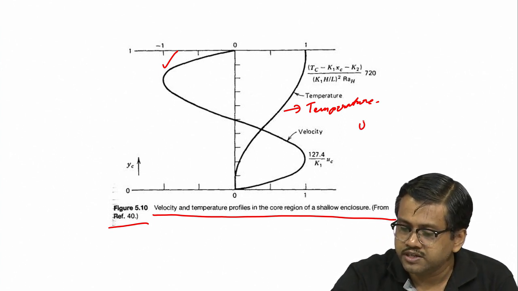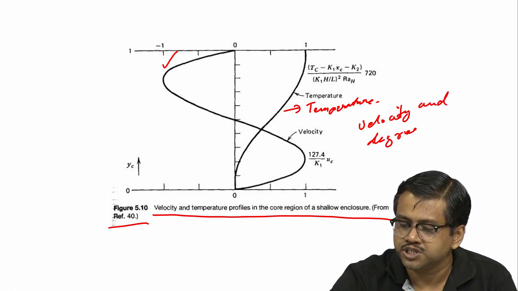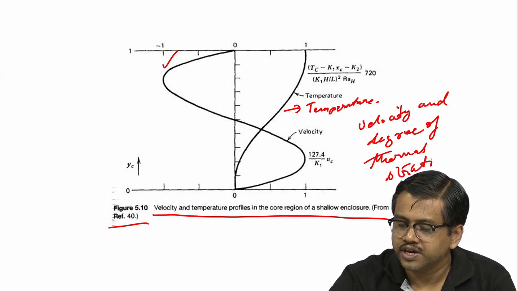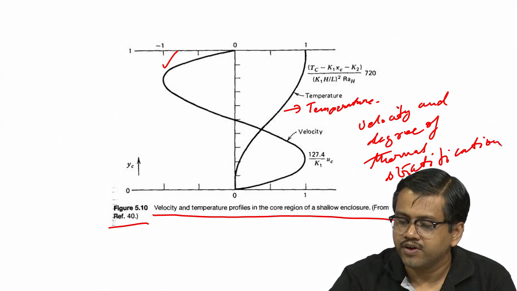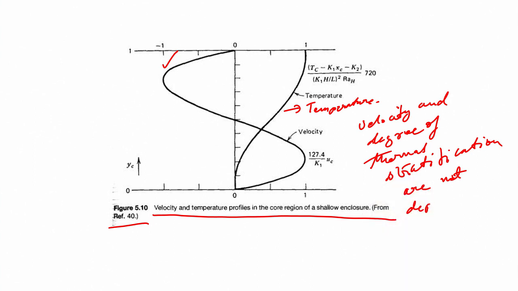Okay. So, velocity and degree of thermal stratification are not dependent on the longitudinal position of x. Got it?